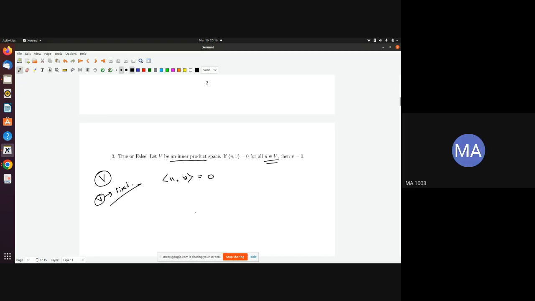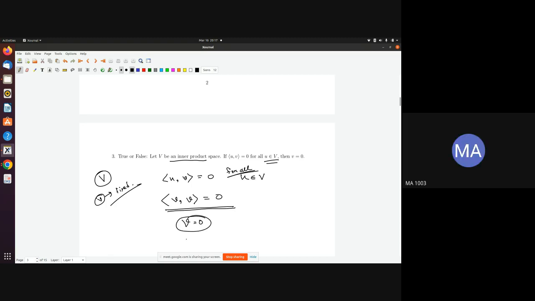Sir, v is also in V, right? Exactly. So this u is varying over all V. You can take any vector from V. So I can choose u as v. So this is also 0, because u is coming from all V, and this holds for all vectors from V. So v is also a vector of V. So I can take u as v, and it is giving me 0 by the condition. Now, when it is 0, the definition of inner product says this is 0 if and only if v is 0. V is 0.